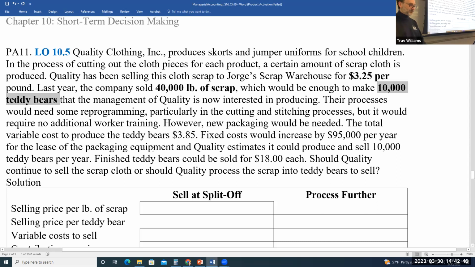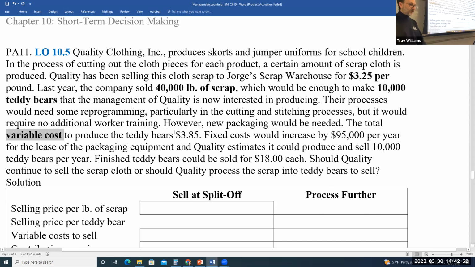Let's see. The variable cost to produce the teddy bears comes out to $3.85 per unit. Fixed costs would increase by $95,000 per year. And we could sell 10,000 teddy bears for $18 each. So what should we do?